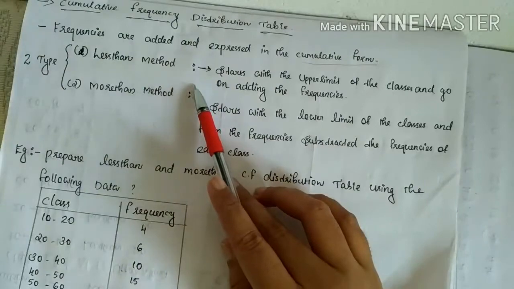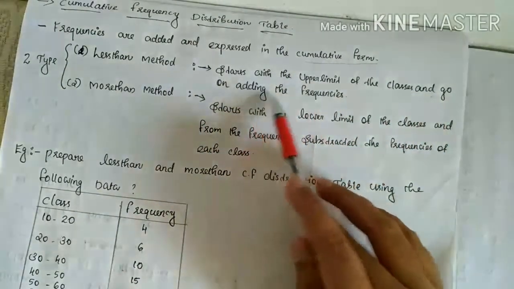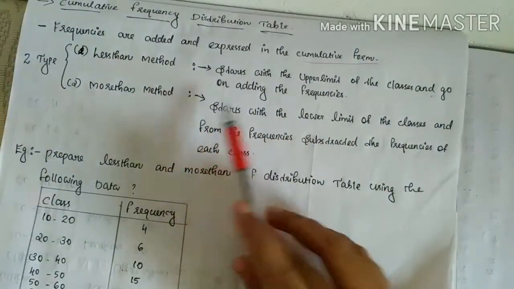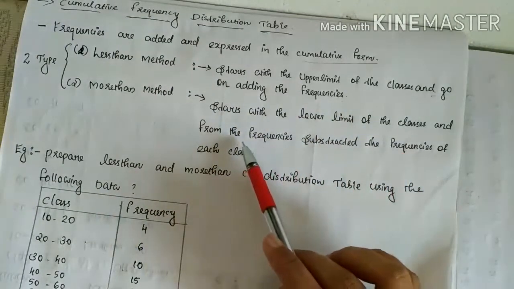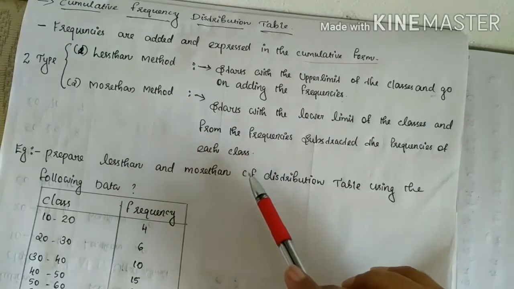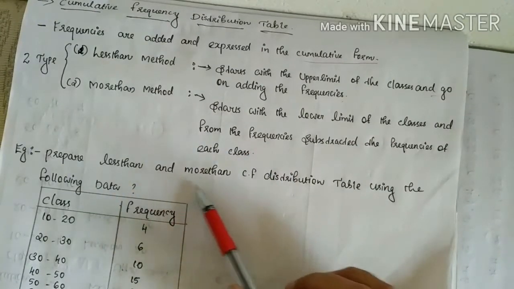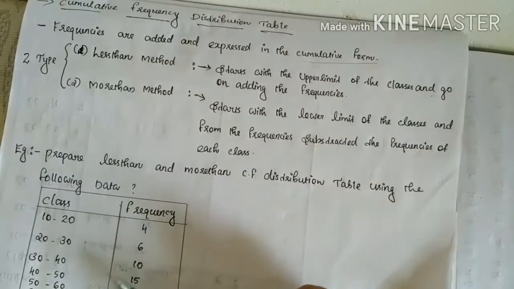In the case of less than method, it starts with the upper limit of the classes and goes on adding the frequencies. And in the case of more than method, it starts with the lower limit of the classes and from the frequencies subtracts the frequencies of each class. So let's work out a problem. Prepare a less than and more than cumulative frequency distribution table using the following data.